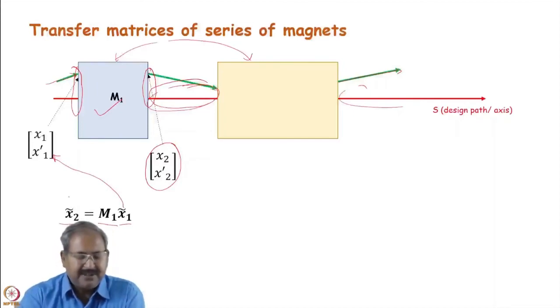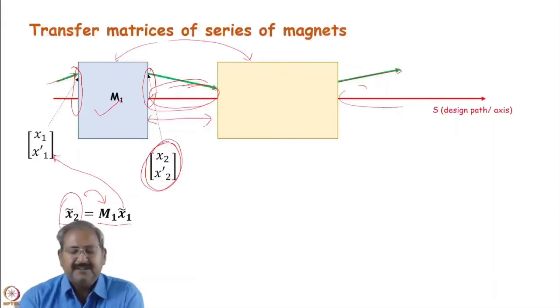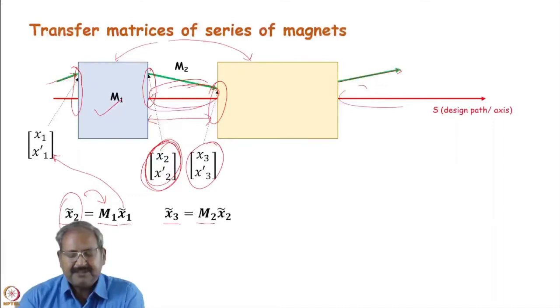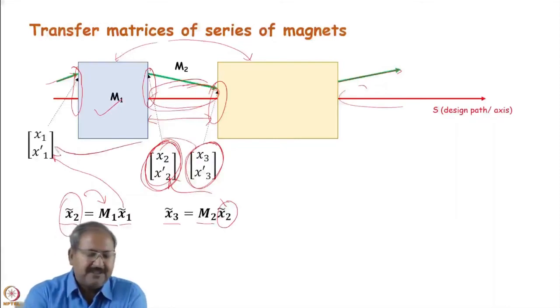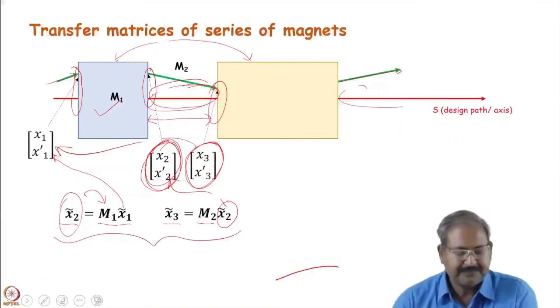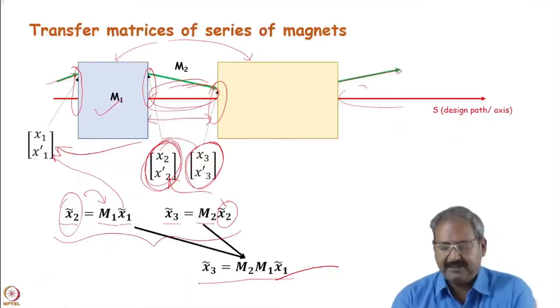Now, when we know this x2 using this equation, this vector is known to us. And this has become the initial condition for this drift space. So now this coordinate can be obtained using the drift space matrix, considering this as an initial condition. So we can get x3 here using the matrix of the drift space and the initial condition. So now we can get x3 as a function of x1 if we merge these two equations, x3 is equal to M2 M1 x1.